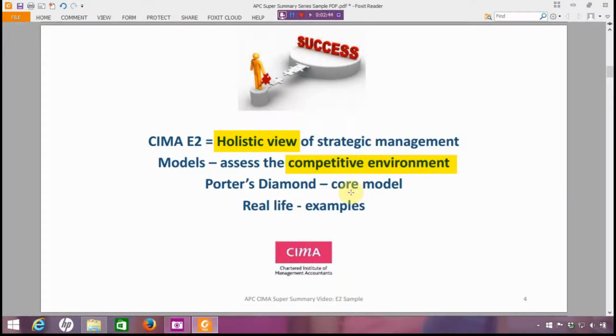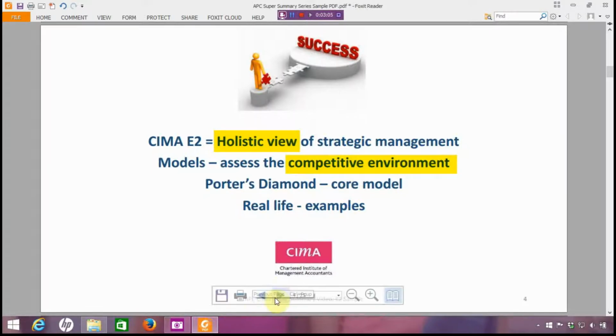One of the key models, obviously, is Porter's diamond. It's core to your E-stream studies, in particular E2 and E3 as mentioned. And it's important for you, as I've mentioned, to understand how these models work in the real world and to gain a deep level understanding.